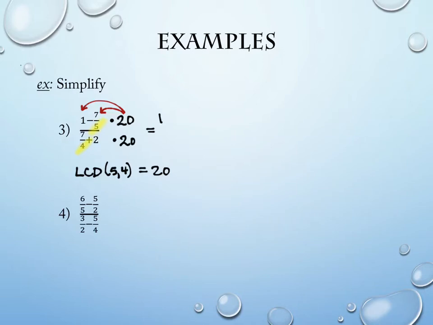But what we're really doing is 1 times 20 minus 7/5 times 20, right? We're multiplying both pieces of the numerator by 20. And same thing on the denominator. I need to multiply both pieces of the denominator also by 20. So I have 7/4 times 20. And I have plus 2 times 20.